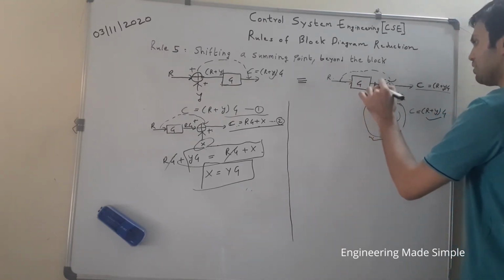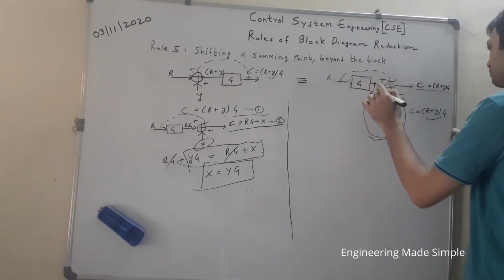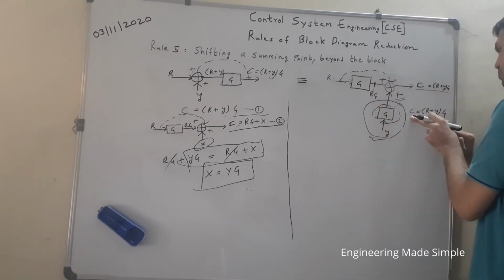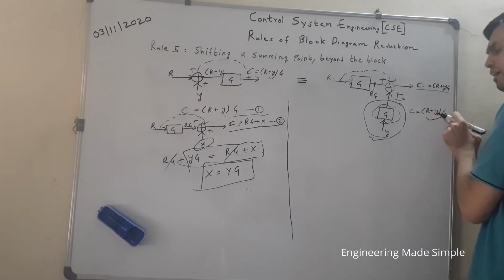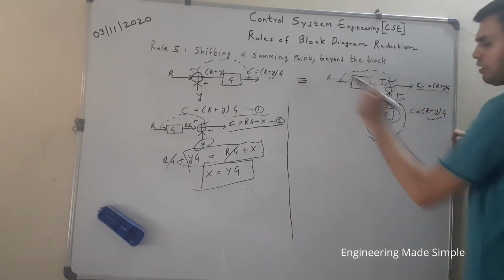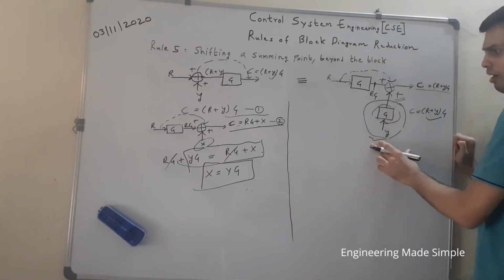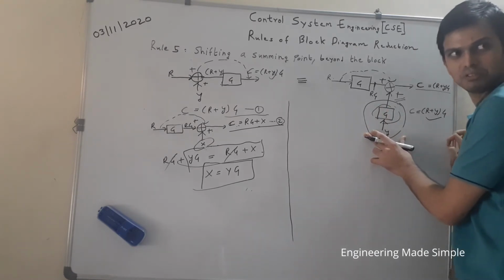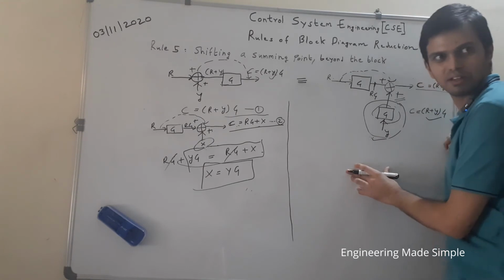Now based on this manipulation you can see that the output remains same. The output at this point will be R into G plus Y into G. So same thing can be written as (R plus Y) the whole bracket multiplied by G. So the output remains the same, and I have shown you how to get this particular part also. So even if you forget some rule, you will be able to derive this one.